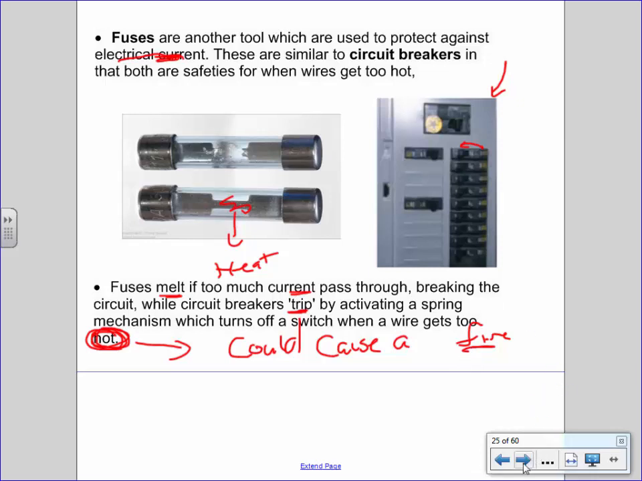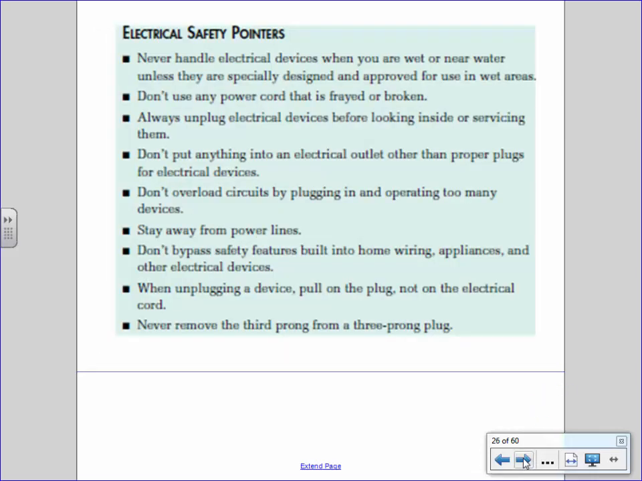Okay, last slide, then we're going to take off here. This is just a summary. I don't think I need to read through all of these, because most of this is common sense that you've learned before. But here are some basic electricity safety pointers. Stay away from power lines. Don't use broken or frayed cords. Stay out of water. Never remove the third prong from the device. So, quick summary.